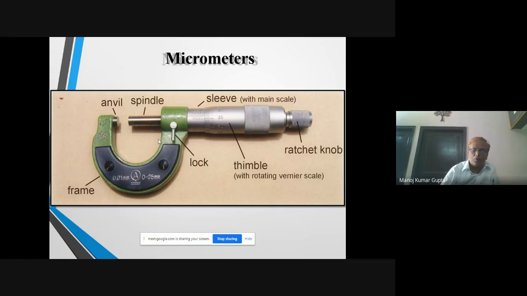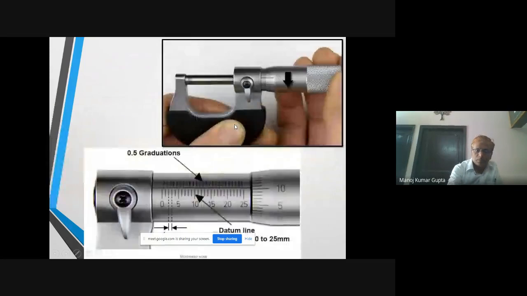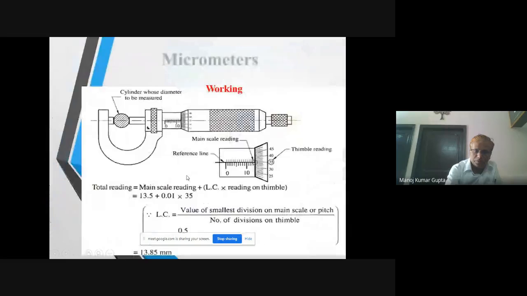And you can calculate your own least count also by following the procedure as I have discussed, and check that the least count which you have calculated coincides with the least count written on the instrument. This is the lock, this is the sleeve, this is the main scale, and this is the auxiliary scale. This is the ratchet knob, this is the thimble. These are the graduations on the micrometer.